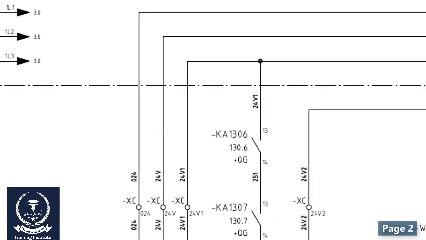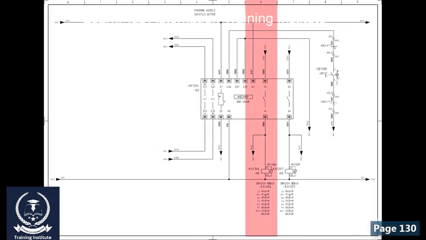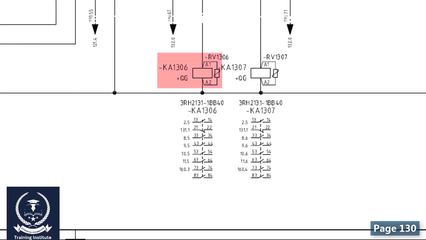As another example, the number below this contact says page number 130 and column number 6. I'll turn to page 130, and this is column number 6. And there it is, the same tag, KA1306, as we had expected. It looks like a coil, but not the coil of a contactor, the coil of a relay. And how do I know that?